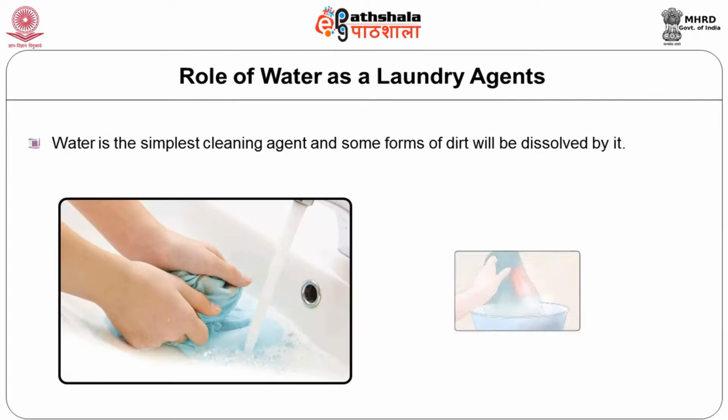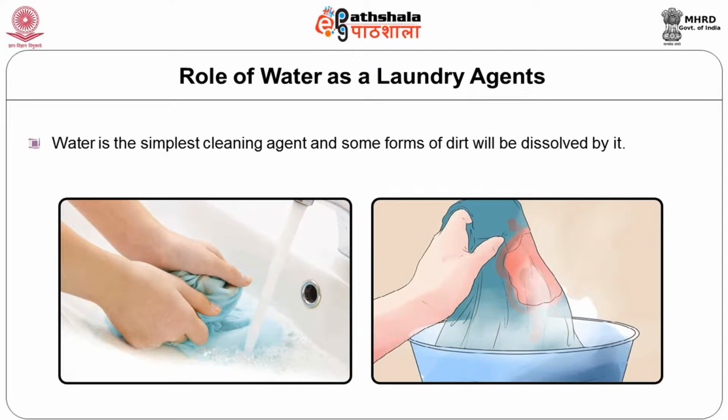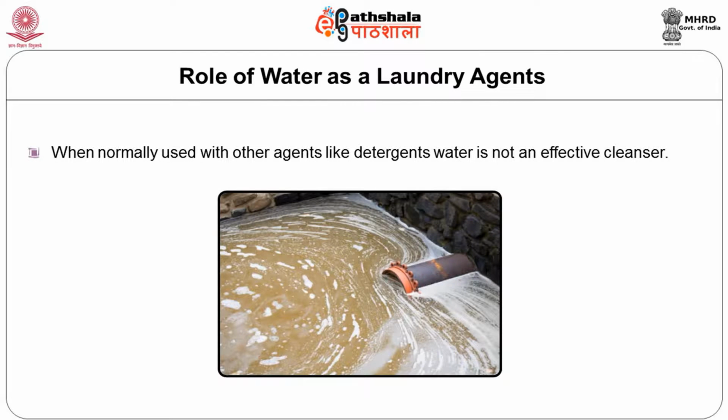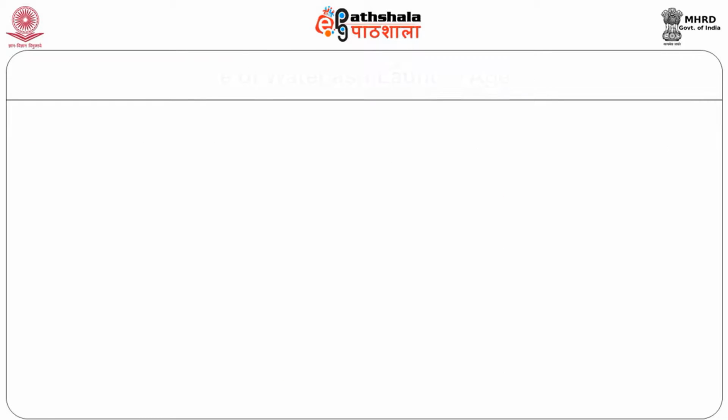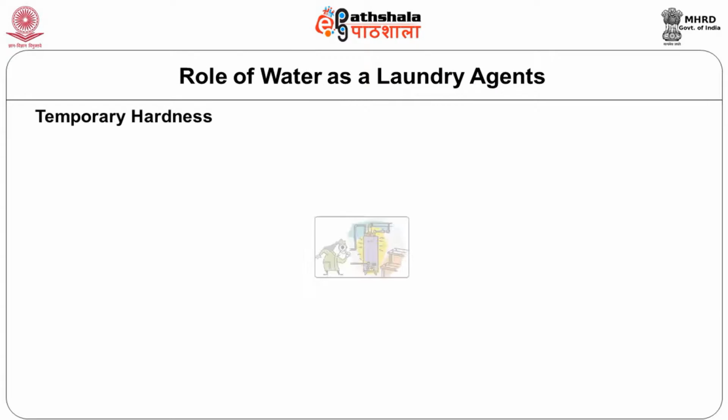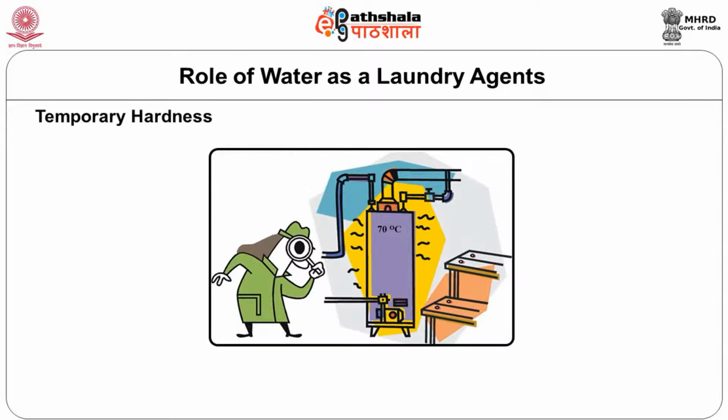Water is the simplest cleaning agent, and so forms that dirt will be dissolved by it. When used alone without other agents like detergents, water is not an effective cleaner. Hardness in water has to be considered because it dissolves the salts of calcium and magnesium, usually the bicarbonates and sulfates. When this forms, a temporary hardness will be maintained and it can be removed when water is heated to a temperature of 72 degrees centigrade.